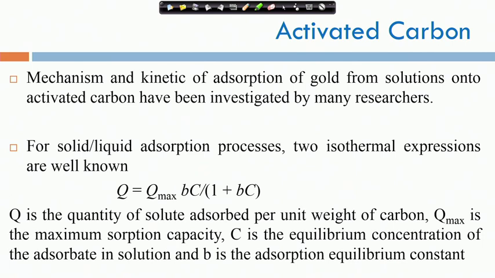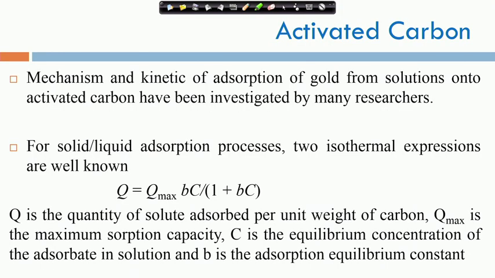Other ways: activated carbon again works with adsorption, because that is what it does. Activated carbon has a small particle size, bigger surface area, and good adsorption sites. The mechanism and kinetics of gold adsorption from solution have been investigated by many people. They have an isotherm expression where Q is equal to Q max times BC upon 1 plus BC. So, what is Q and Q max? Q is the quantity of solute adsorbed per unit weight of carbon, Q max is the maximum sorption capacity, C is the equilibrium concentration, and A and B are the adsorption equilibrium constants.